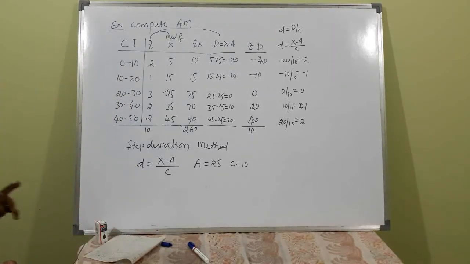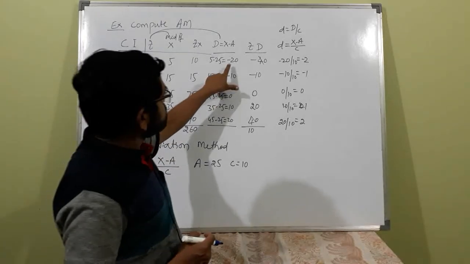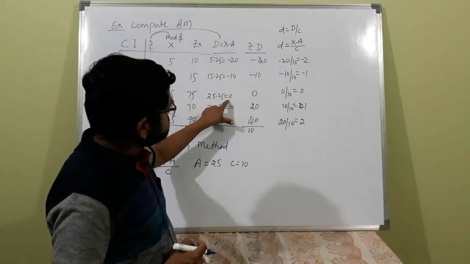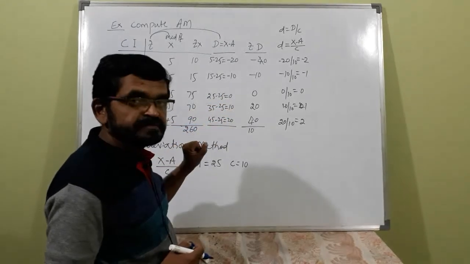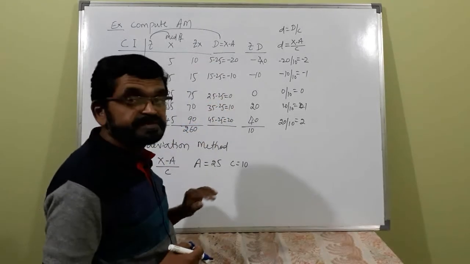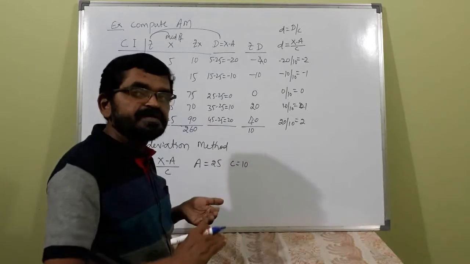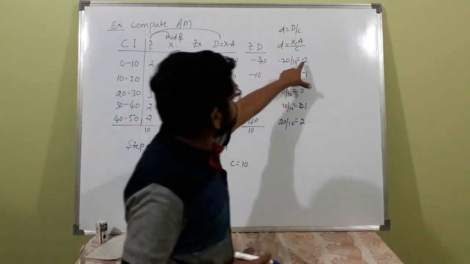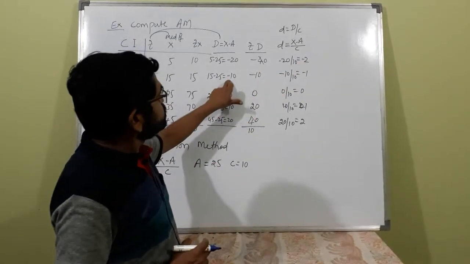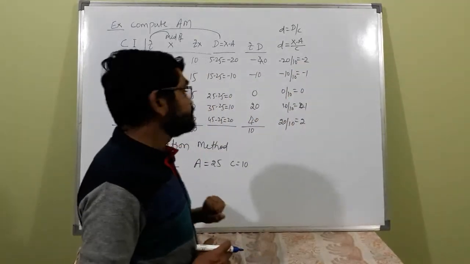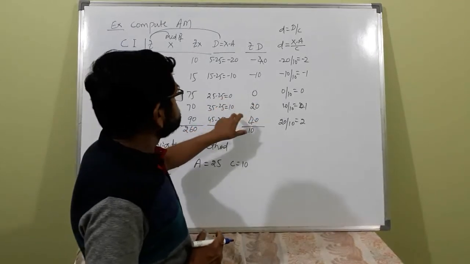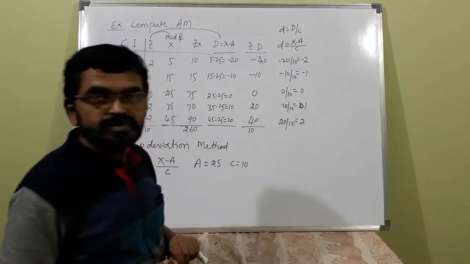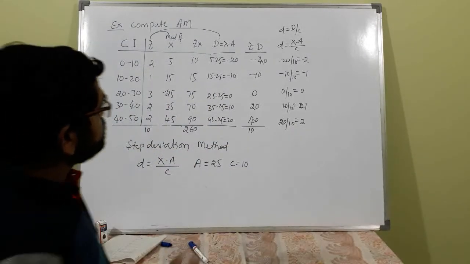If you want to further reduce, because see here, if you observe carefully, minus 20, minus 10, 0, 10, 20. These are all multiples of 10s. So if you divide that by 10, the value will further reduce. So minus 20 becomes minus 2 here. Minus 10 becomes minus 1 in step deviated value. So 0 is 0, 10 becomes 1, 20 becomes 2. Okay, so further reduces.